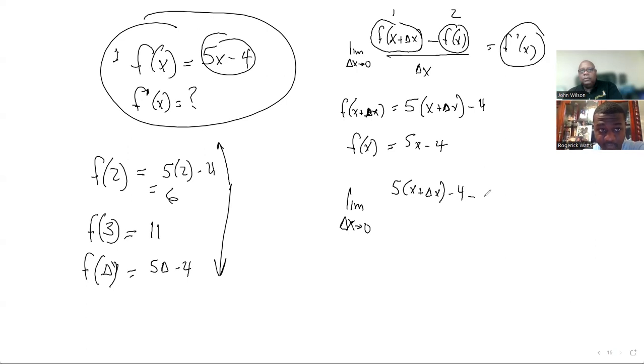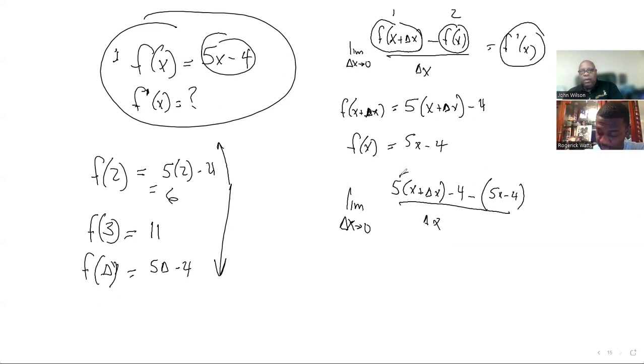Minus 5x minus 4. Look what I got to do. See me put that parenthesis in? Yes. Got to be careful. It's not minus 5x minus 4, it's the quantity. Okay. Got to be careful. Divided by delta x.